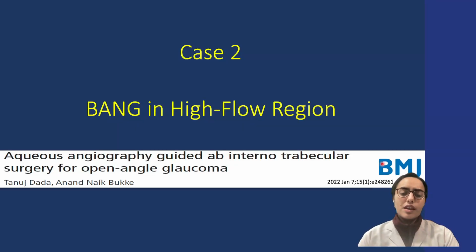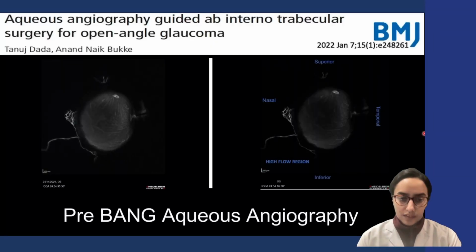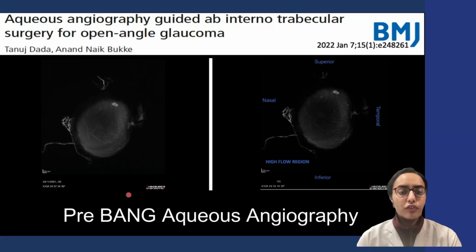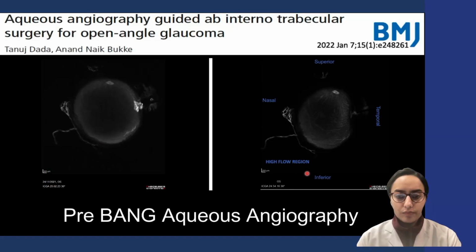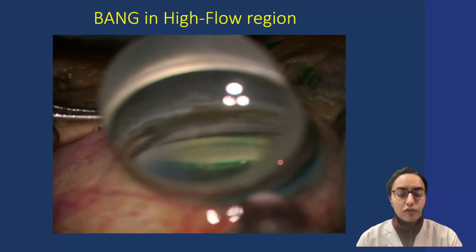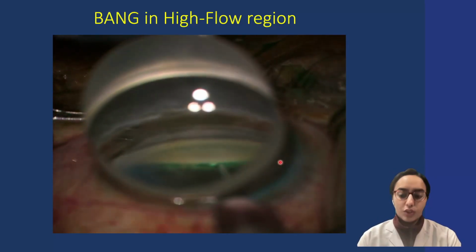In another case, BANG was performed in the high flow region. In this case, pre-BANG aqueous angiography identified the nasal quadrant as the high flow region. BANG was performed in this high flow region.